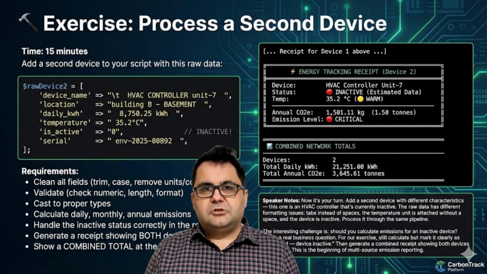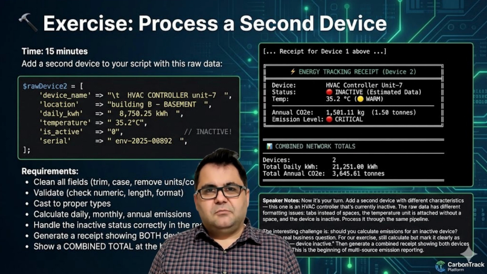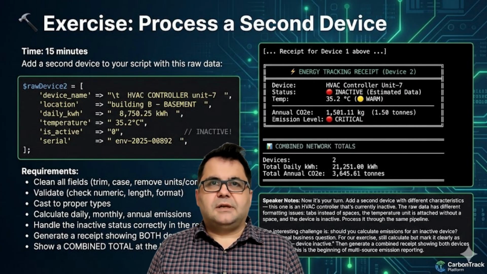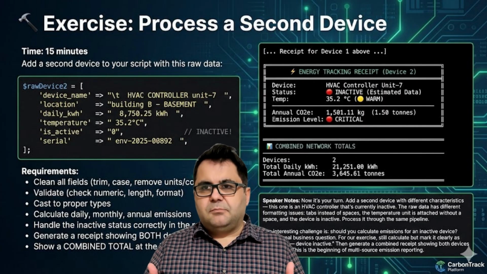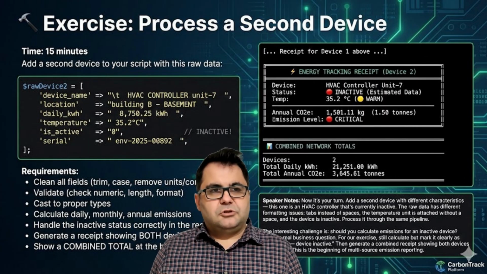The interesting challenge is, should you calculate emissions for an inactive device? That's a real business question. For our exercise, still calculate, but mark it clearly as estimated, device inactive. Then generate a combined receipt showing both devices with a total. This is the beginning of multi-source emission reporting.